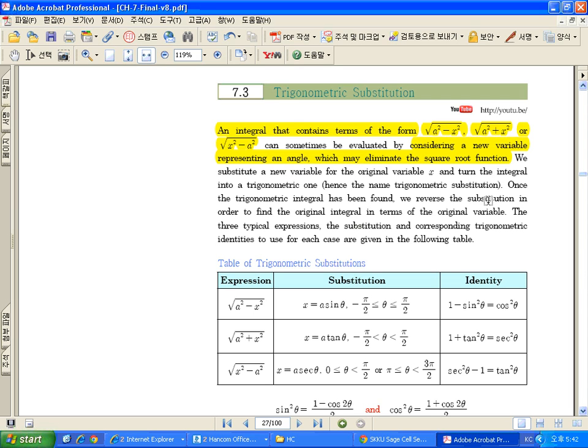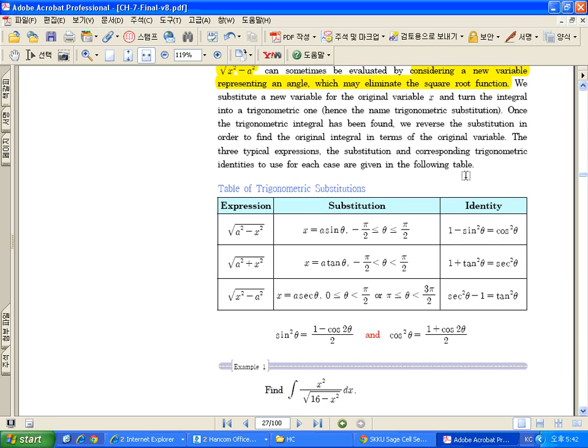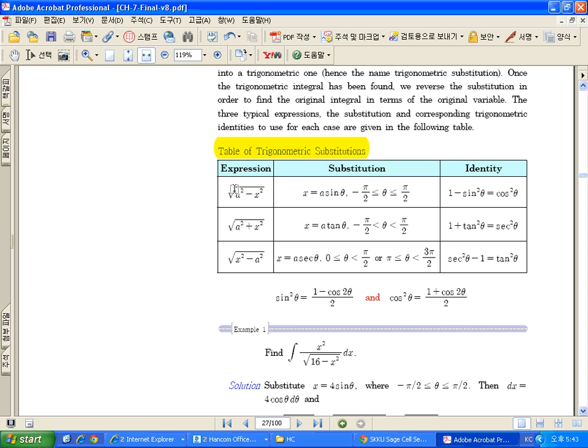So this is the key. When we do the integration, if we do not have a square root, it will be much easier to find the integral. So how can we do that? We can use the table of trigonometric substitutions. Like this, if we substitute x as a sine theta with this interval, then with this substitution, we can throw away the square root.